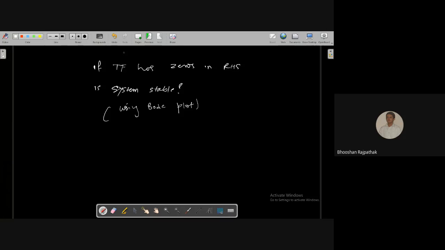So for a system which has zeros in RHS, for example, (s minus 1) divided by s into (s square plus 3s plus 5). So here the zero is in RHS, zero at s equal to 1. So is this system stable using Bode plot?